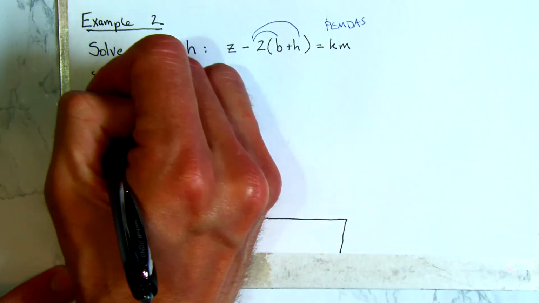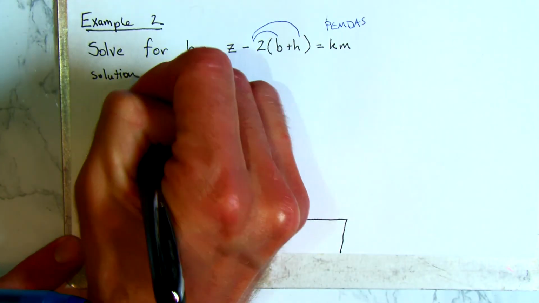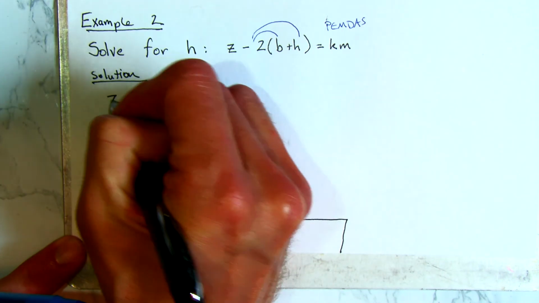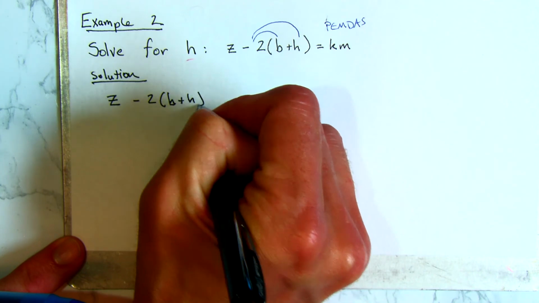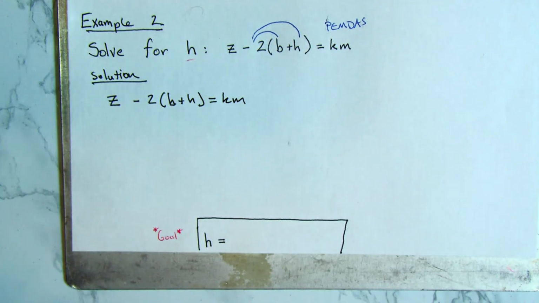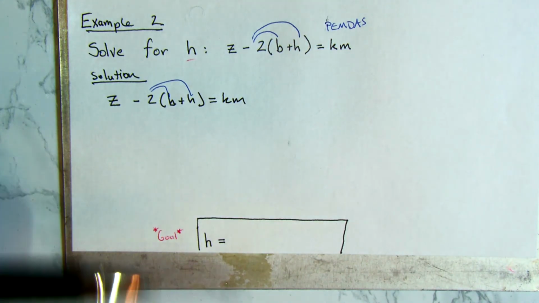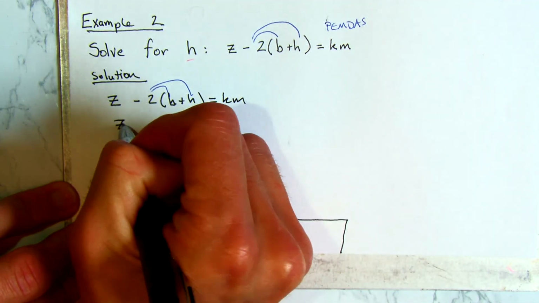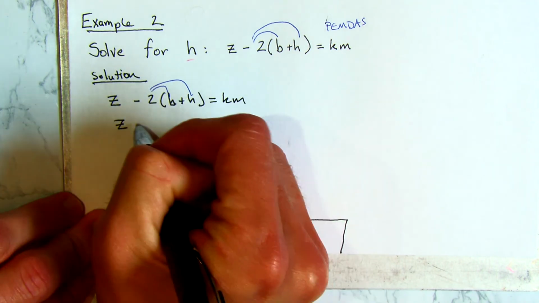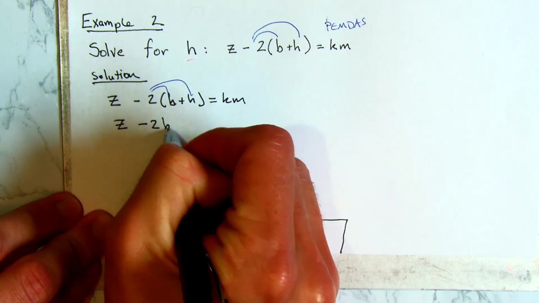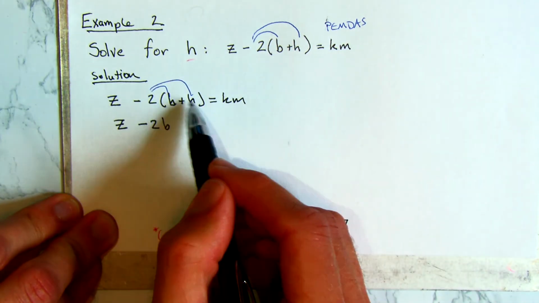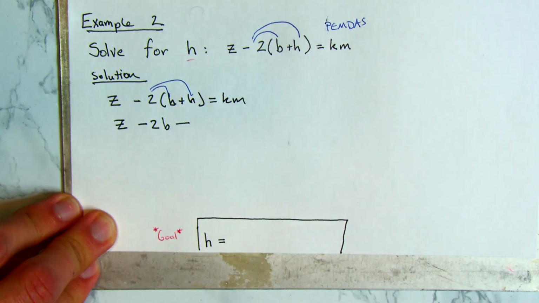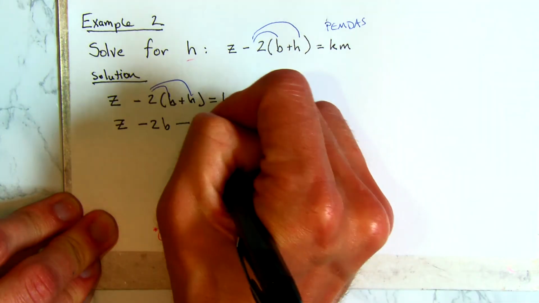Okay, so the solution, we have z minus 2 times b plus h equals km. Step 1 is going to be distribute that -2. So we're going to have z, -2 times b is just -2 times b, so that's z minus 2b. -2 times h, negative times a positive, so this is going to be minus 2 times h, which is just 2h.